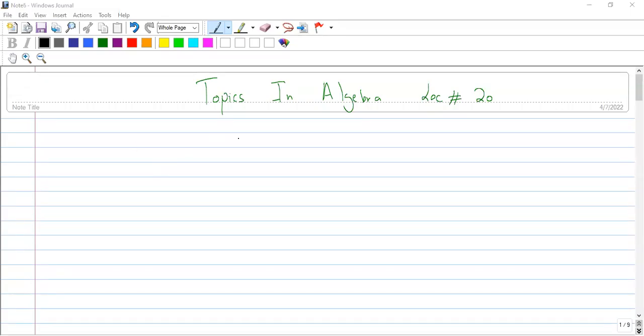Okay, so today we'll discuss the concept of module homomorphism. So we know the concept of a ring homomorphism. In the same way, we can define homomorphisms between modules.